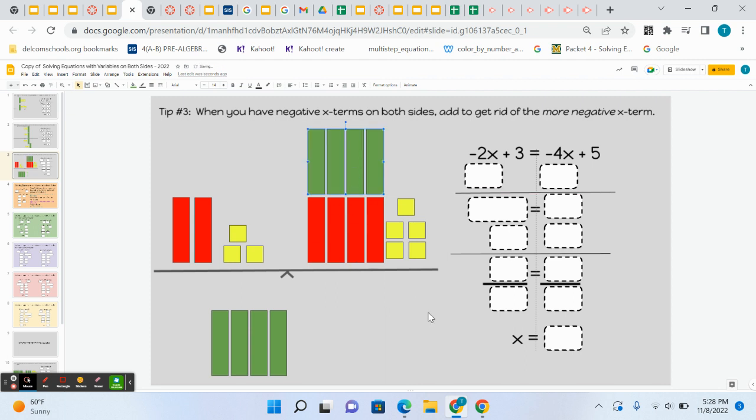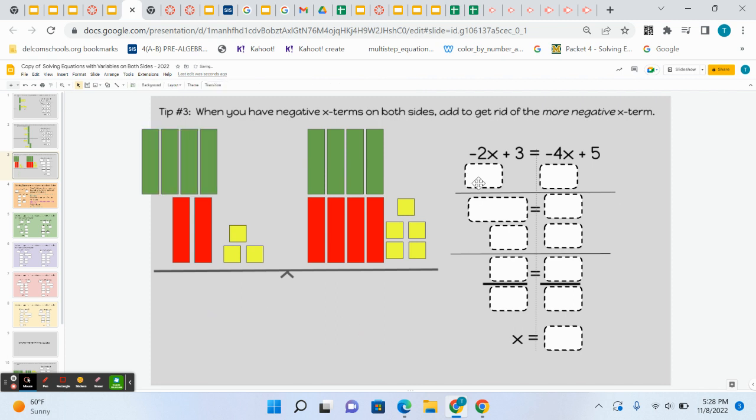Okay, and I'm going to do that as long as I add 4 positive x's to the other side. So I'm going to put, I guess I'll put them there. So what we're doing is we're adding 4x to the left, we're adding 4x to the right.